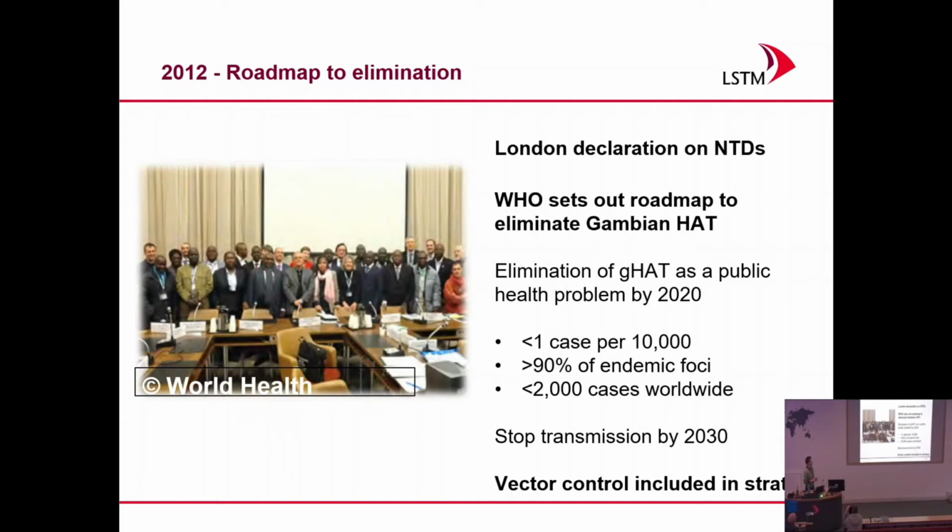And their definition of elimination of Gambian HAT as a public health problem by 2020 meant less than one case per 10,000 people in endemic foci. And for this to be in more than 90% of endemic foci, and less than 2,000 cases worldwide. And then eventually to stop transmission by 2030. And one of the important things in the WHO roadmap is that vector control was included for the first time.